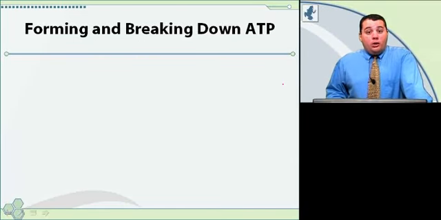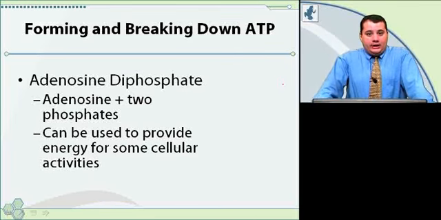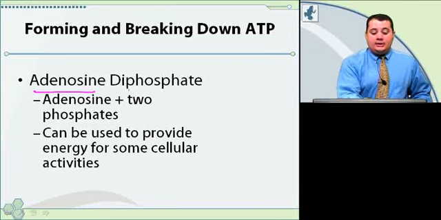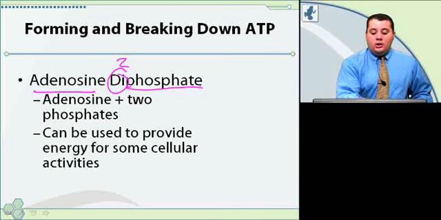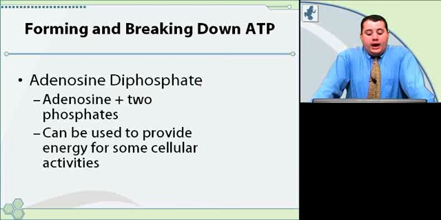Let's talk about forming and breaking down ATP. Adenosine diphosphate is an adenosine molecule plus 2 phosphate molecules. This can be used to provide energy for some cellular activities.